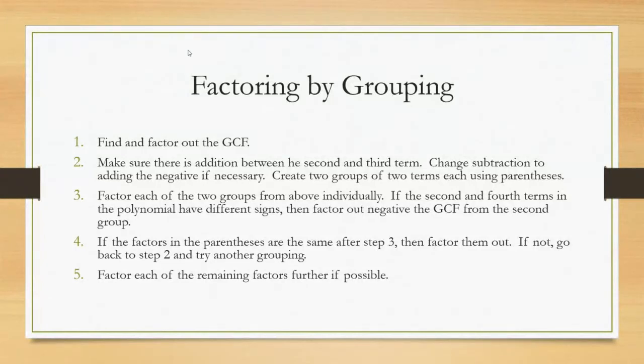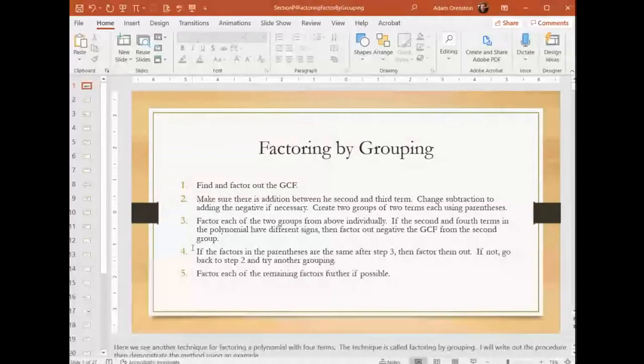Now, for the second step, what's going to basically happen is with the 4 terms, you're going to make 2 groups of 2, and you're going to use parentheses to indicate what those groups are. And basically, the rest of the process is you're going to factor each of those 2 groups individually. That's really what's going to happen.